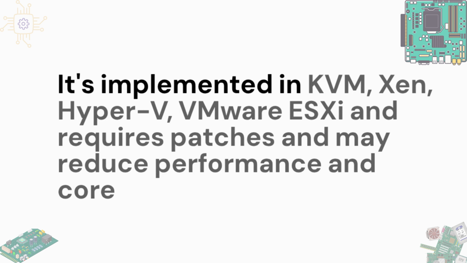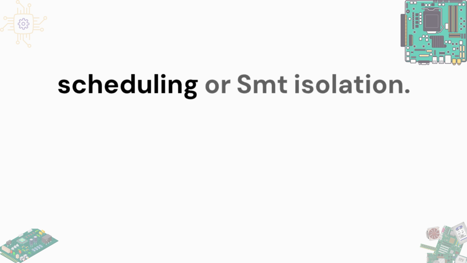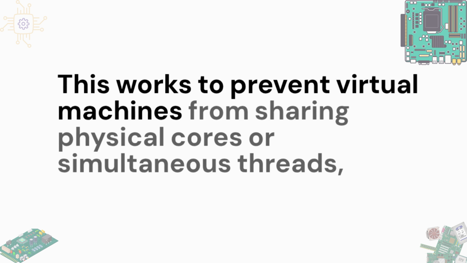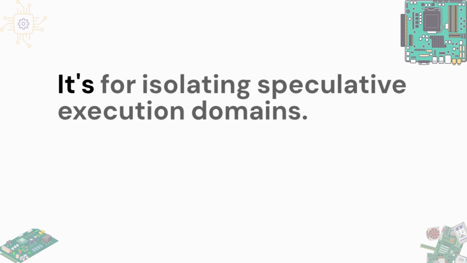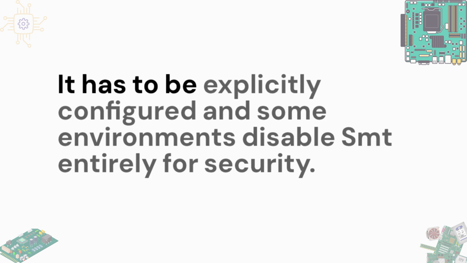It's implemented in KVM, Xen, Hyper-V, VMware ESXi, and requires patches and may reduce performance. And core scheduling, or SMT isolation. This works to prevent virtual machines from sharing physical cores or simultaneous threads in SMT hyperthreading with other VMs. It's for isolating speculative execution domains. It has to be explicitly configured, and some environments disable SMT entirely for security.